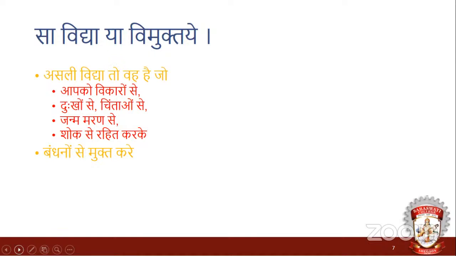So, sa vidyaya vimuktaye, meaning the knowledge or vidya is one which liberates you from misunderstanding, which helps you get free from all the bandhan that has been there due to your ignorance, lack of knowledge, or so many things. It helps you liberate yourself from all the bad things, bad habits, then all the sorrows and the worries.